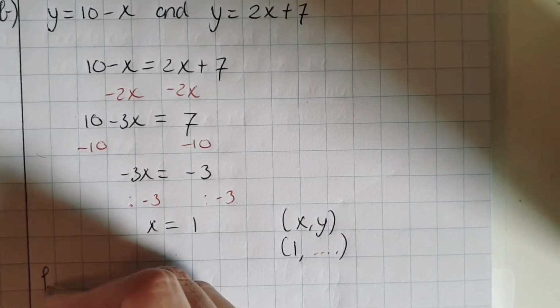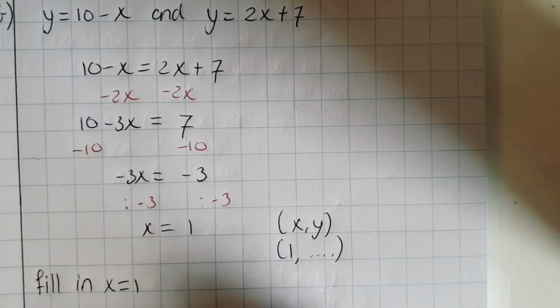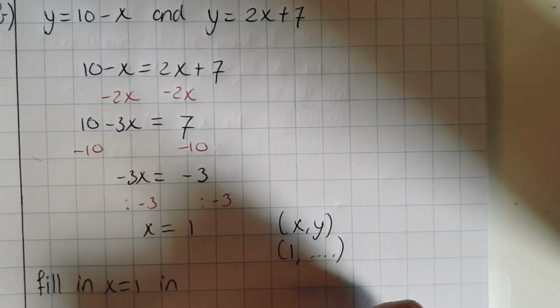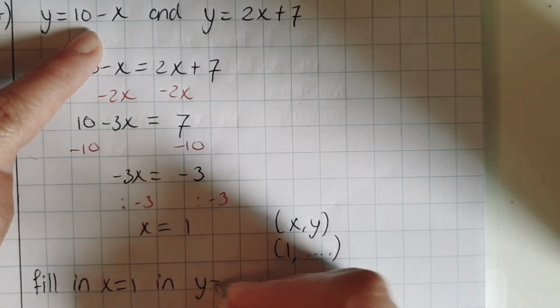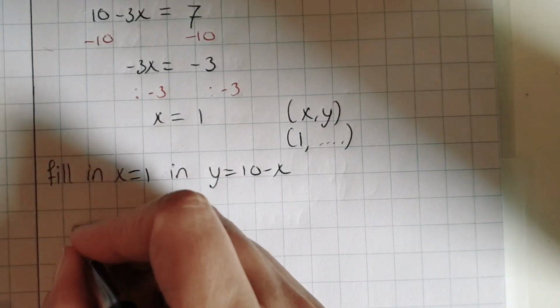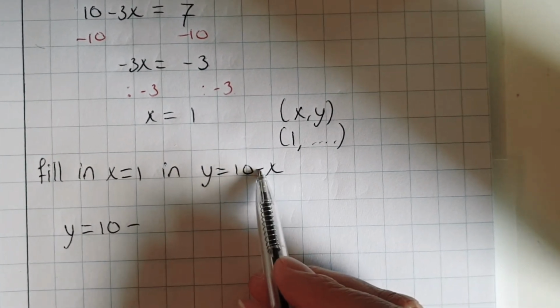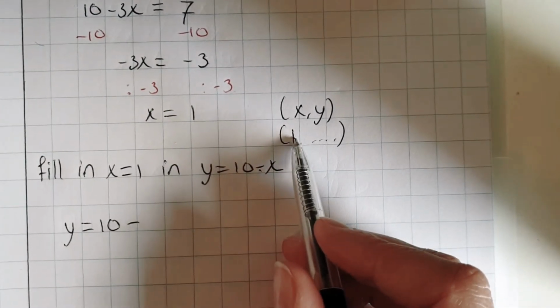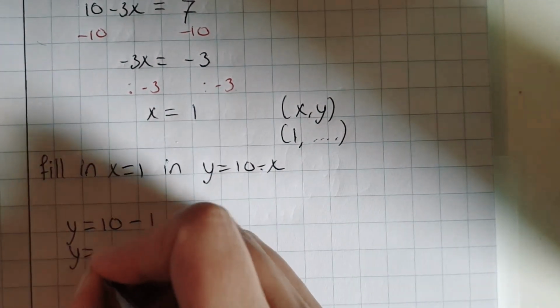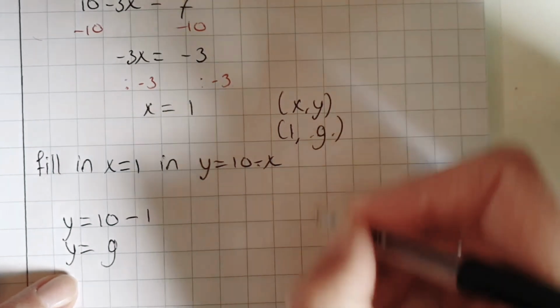Okay, so fill in x is 1 in, I'm just going to choose the first one, y is 10 minus x. So you get y is 10 minus, first write down that minus, and then I'm going to look what the number x is. It's 1, so 1, and 10 minus 1 is 9. So y is supposed to be 9.